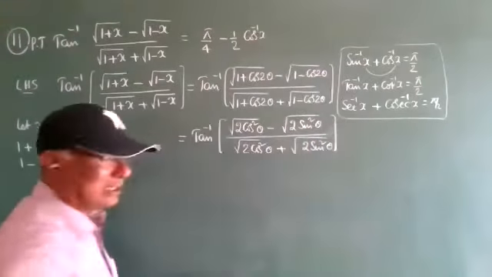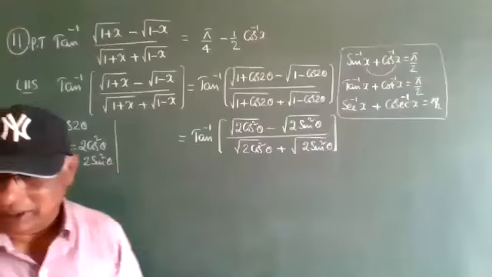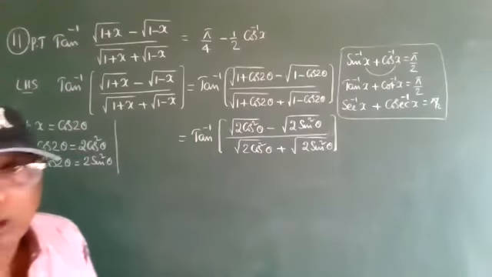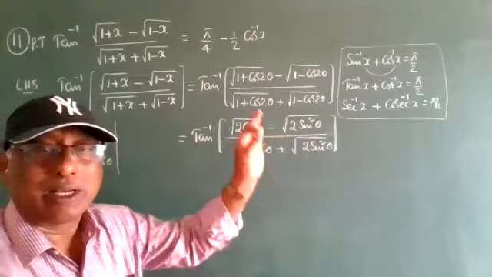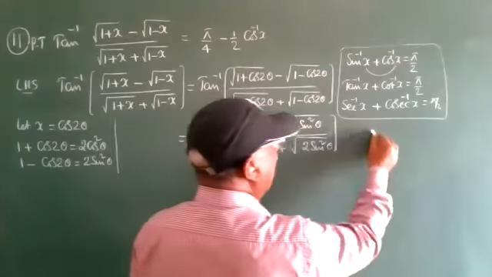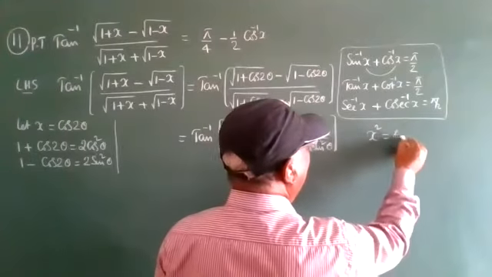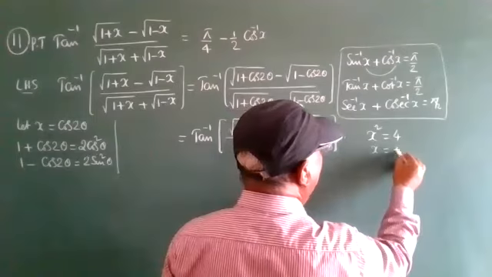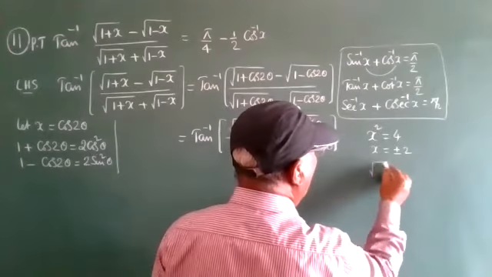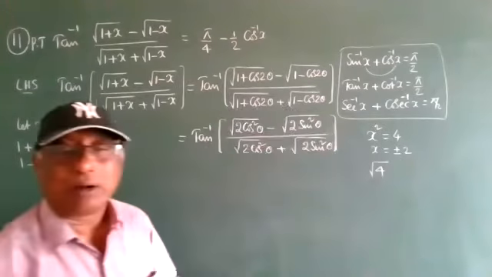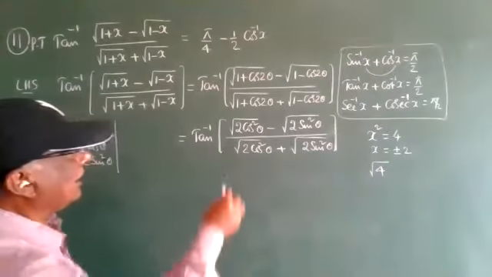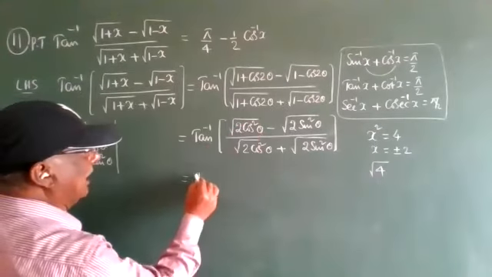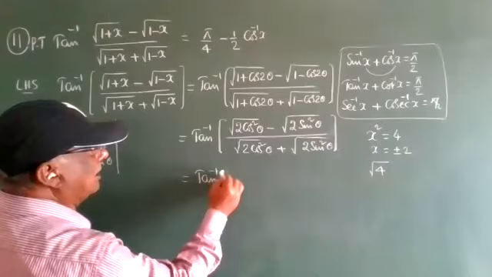Already only the root term is given. So when we write the positive, when we write the negative, already I will tell: x square is equal to 4, x is equal to plus or minus 2. But only root 4 is given, we can't write plus or minus, only plus 2 we can write. Now here only root terms are there, not the x term.